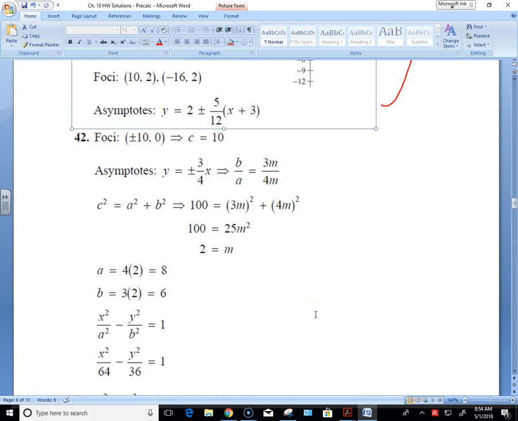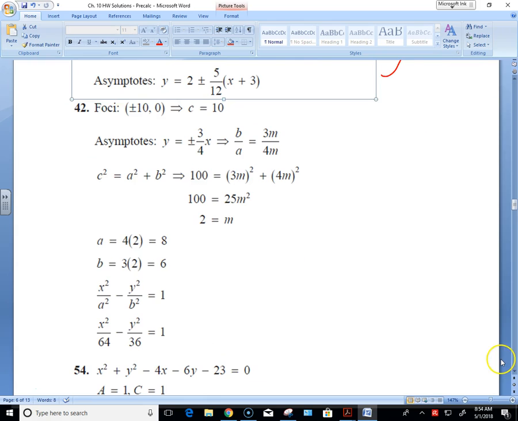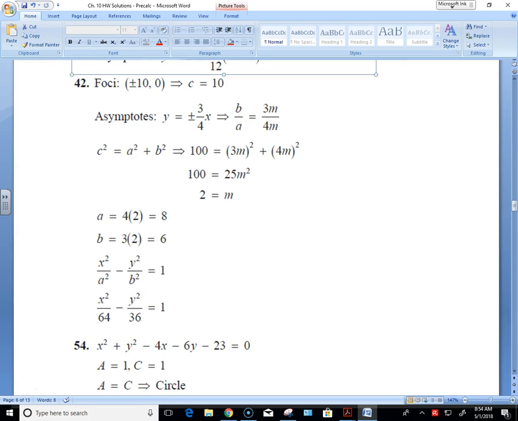Okay, number 42. This guy was a little bit weird. He's probably harder than anything on the test tomorrow. The foci, plus or minus 10. But the asymptotes were plus or minus 3 over 4.